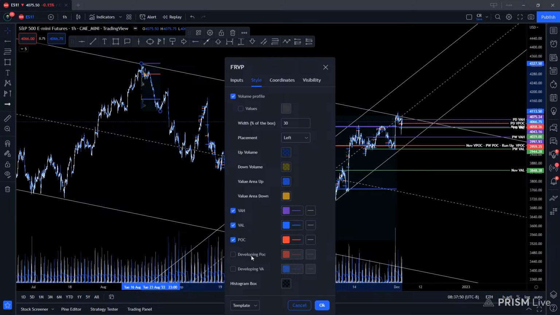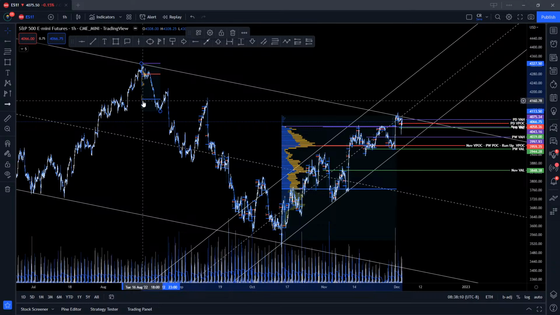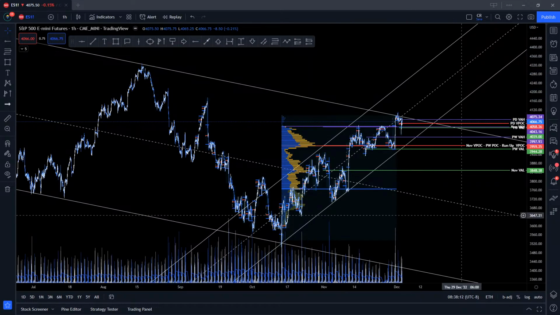This stuff, it's up to you if you turn it on and off. You can turn on the developing POC, developing value area high, value area low, POC, change the colors if you want. There's nothing here that you can't adjust. It doesn't matter. So that's our fixed range volume profile settings.